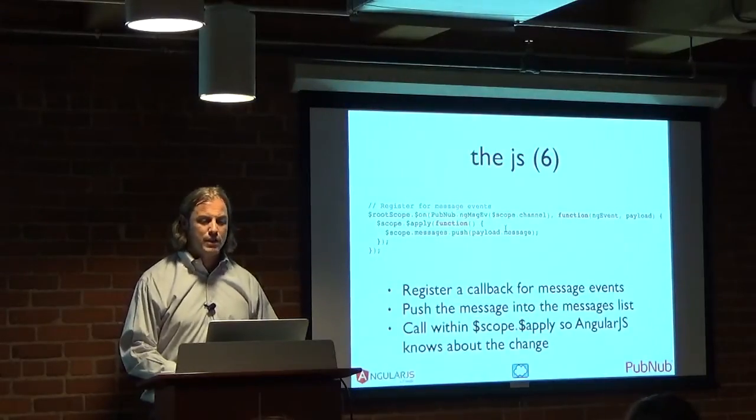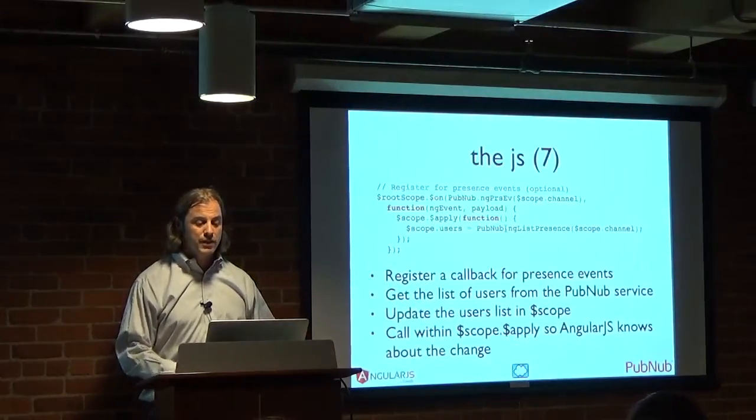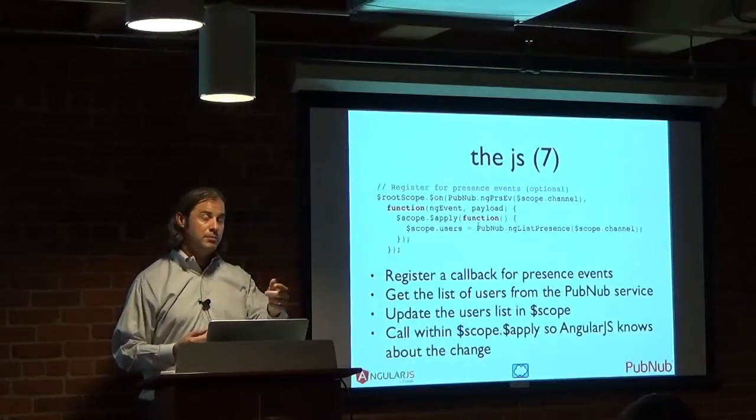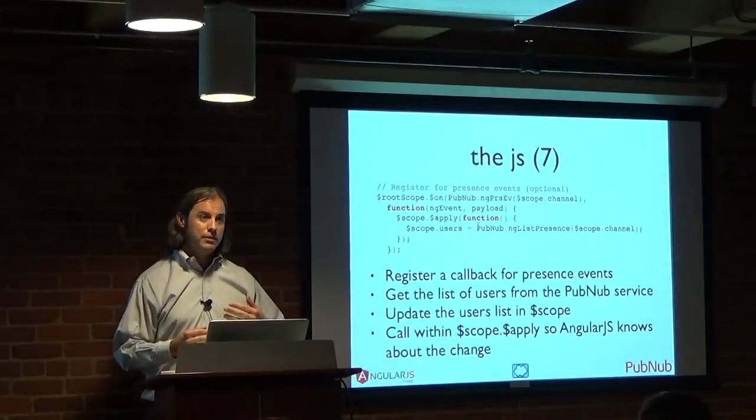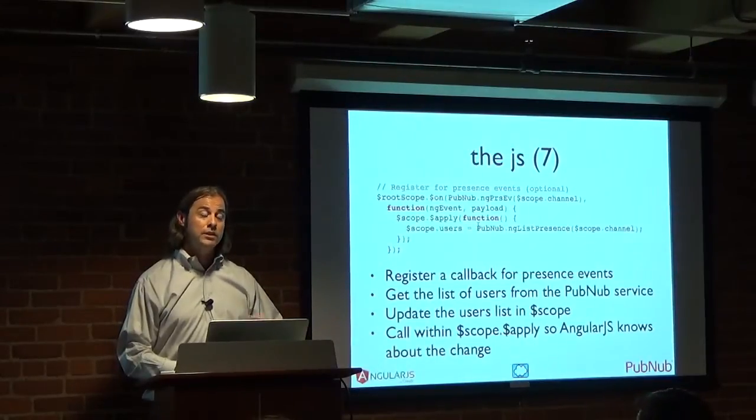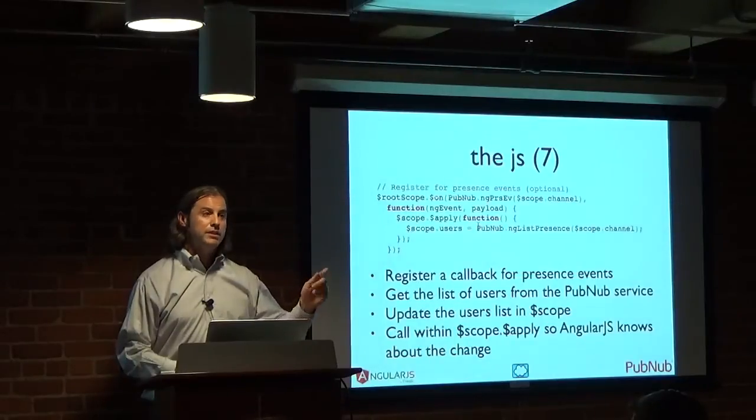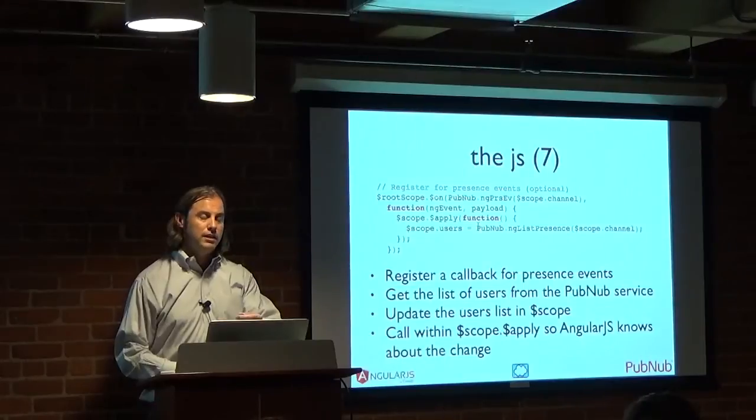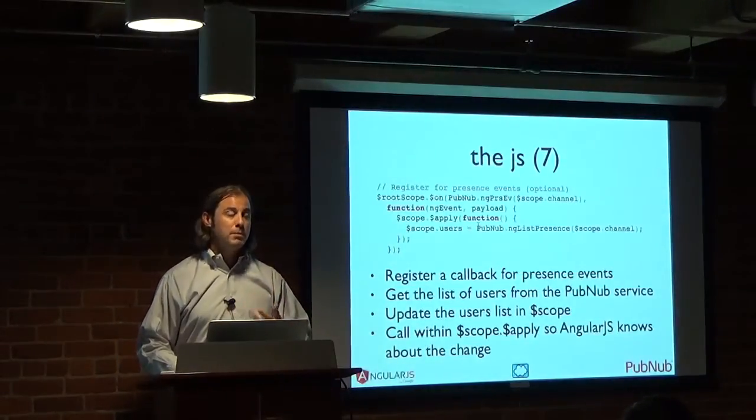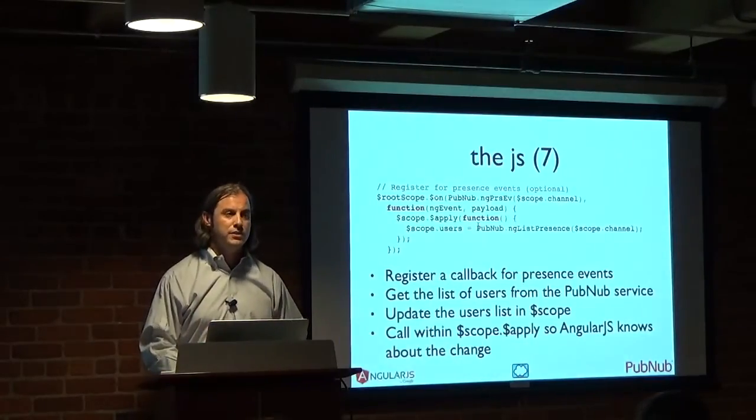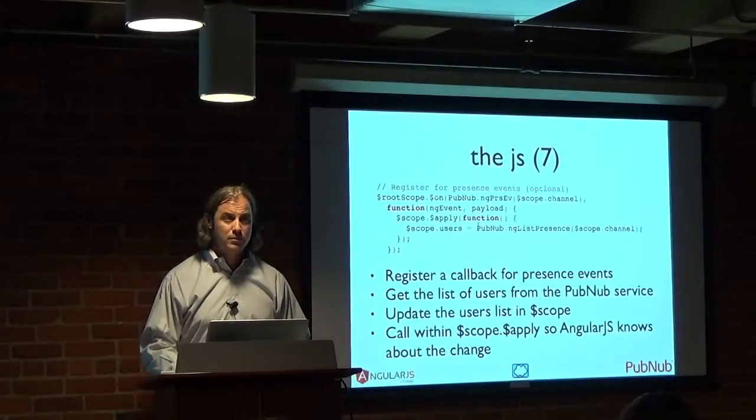So those are the message events. Presence events are the same thing. And the PubNub library, when you subscribe to a channel, behind the scenes, it keeps track of all the presence events that are coming from the server. So as people join and leave, its internal model of the channel membership is being updated. So all you need to do when a presence event comes in is just retrieve that list of users from the PubNub library, and then you can use that to display a nice handy list. And of course, you have to put that into a scope apply so it's reflected properly.